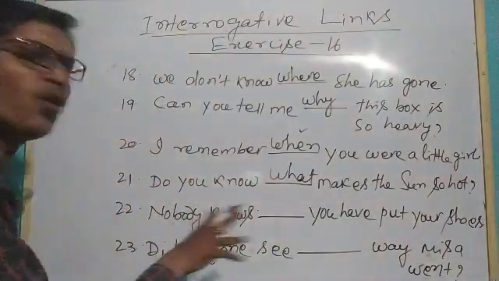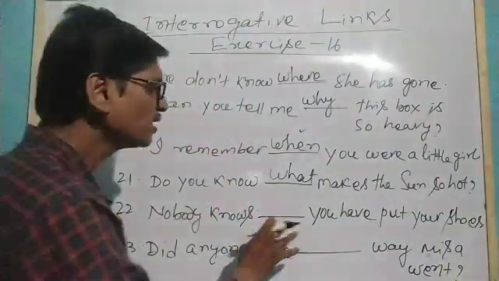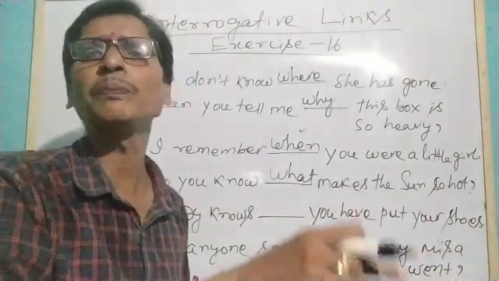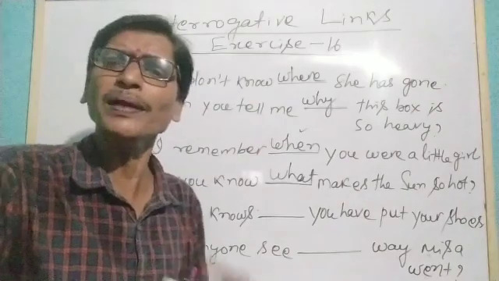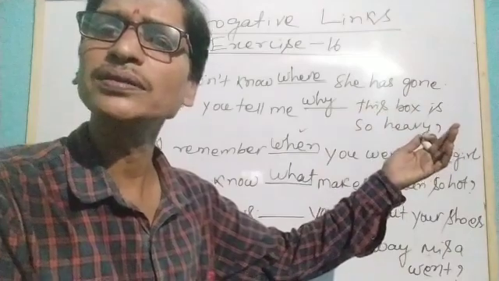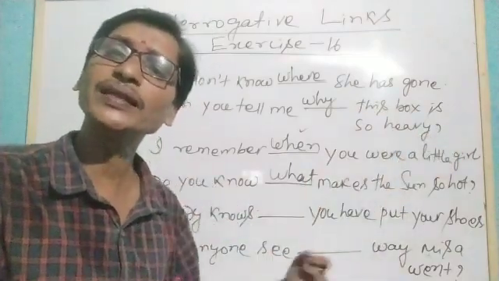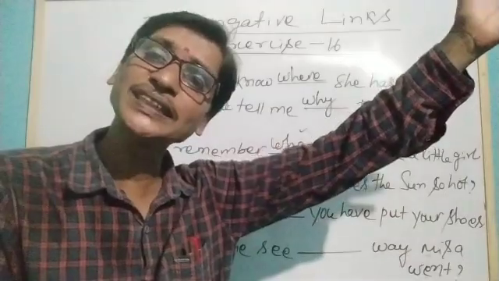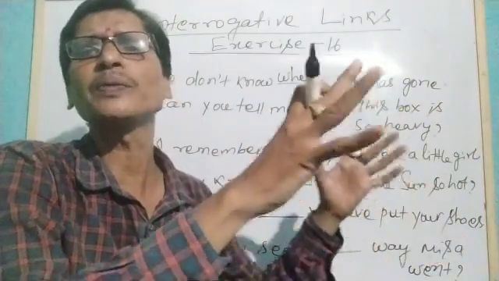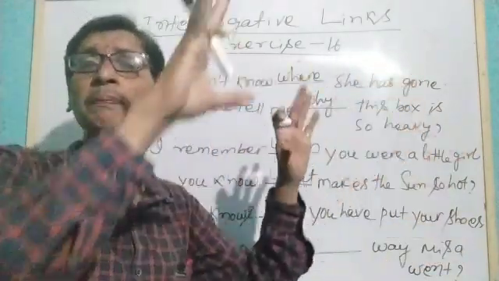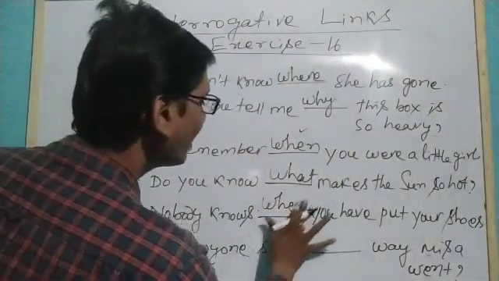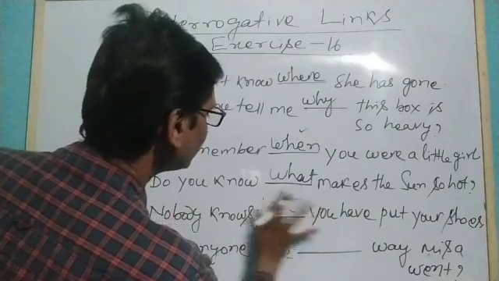Now, 22. Nobody knows dash you have put your shoes. That means nobody knows the place where you have put your shoes. Whether it is outside the house, whether it is inside the house, whether you have left it somewhere else you visited earlier. So the place exactly, nobody knows where you took off your shoes. So when we talk about the place, we can use where. It is where.